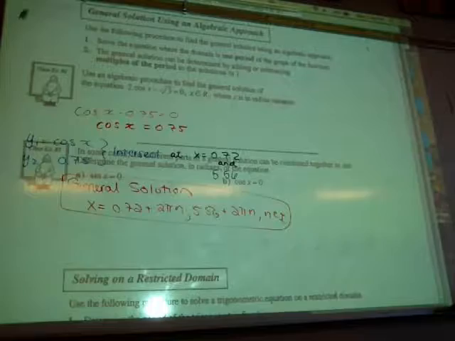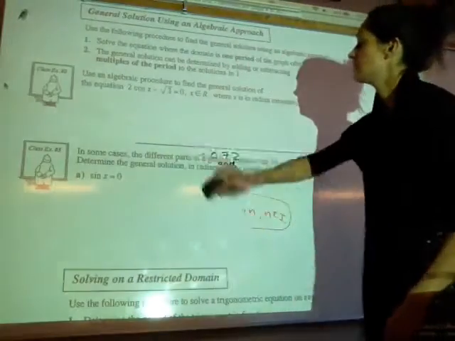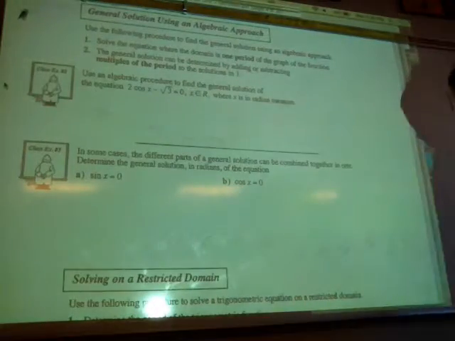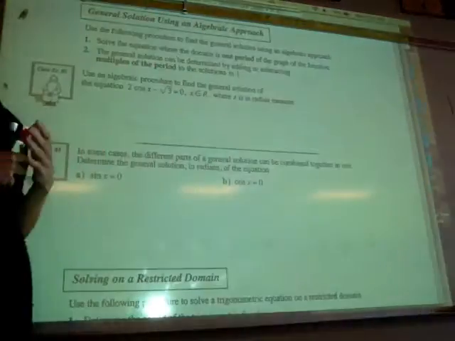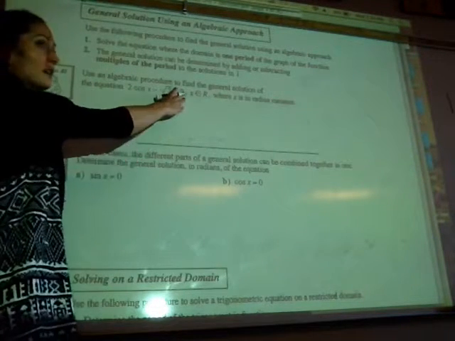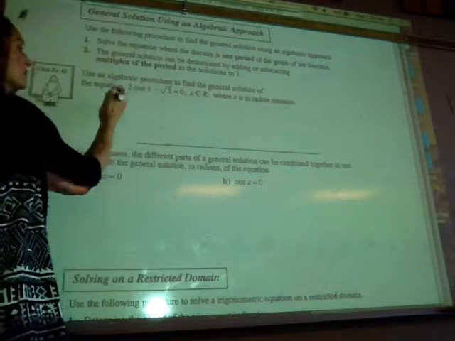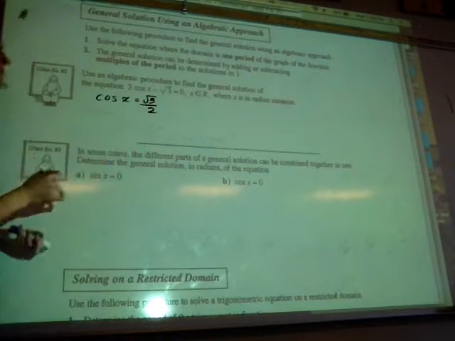So let's look at how to do this algebraically. So the first thing you want to do is make sure that you have your trig ratio isolated. So we need to get cosine by itself. So I'm going to add the square root of 3 over and then divide by 2. And that gives me cosine x equals the square root of 3 over 2.